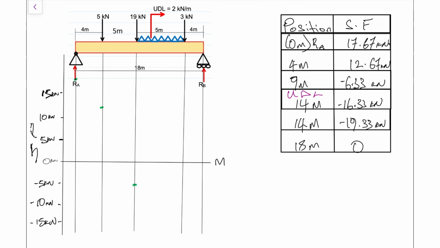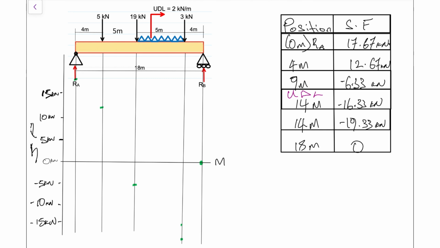And then we'll come across to the 14 meter mark. We have our UDL, and we need to be very careful with how we treat that one, which I'll explain as we do it. So that's negative 16.33, which is acting somewhere there. And then on that very same 14 meter mark, we have another point, which is negative 19.33, which we need to mark on that same line around there. Then we come across now to the 18 meter mark, which takes us back to 0. So let's look at how this should look.